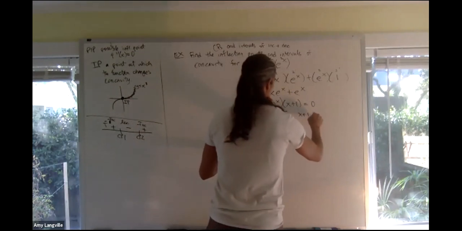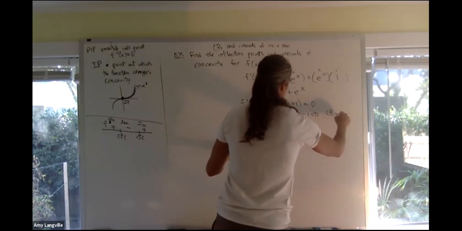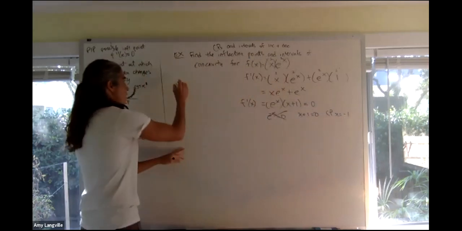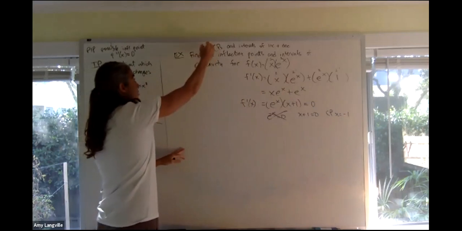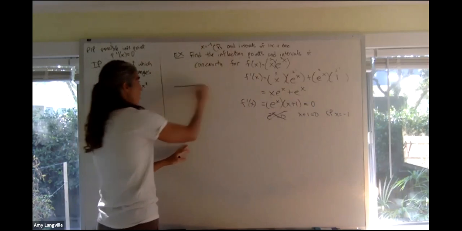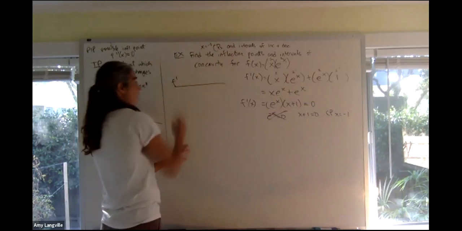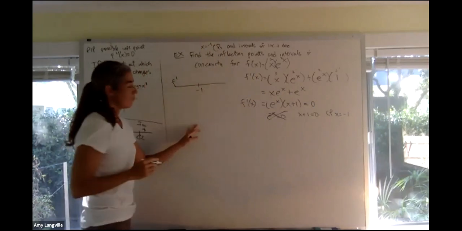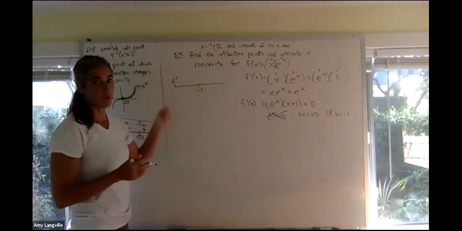x plus 1 equals 0. That's easy. We get a CP at x equals -1. So we've answered the first question. There's a CP at x equals -1. The second part, intervals of increase and decrease. Those happen on an f prime line. You take all your CPs. Oh, nice, I only got one. Divides this into two intervals. I pick a point from each interval.